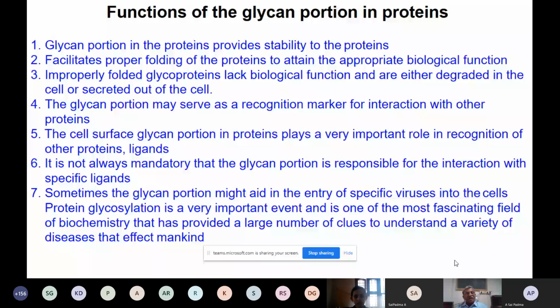It is not always mandatory that the glycan portion is responsible for the interaction with specific ligands. In other words, a glycoprotein may be present with glycan structures, but the glycan portion is not involved in the specific interaction. The other parts of the protein may be involved in the interaction. Lastly, the glycan portion might aid in the entry of specific viruses into the cells, and protein glycosylation is a very important event and is one of the most fascinating fields of biochemistry that has provided a large number of clues to understand a variety of diseases that affect mankind. Next slide.